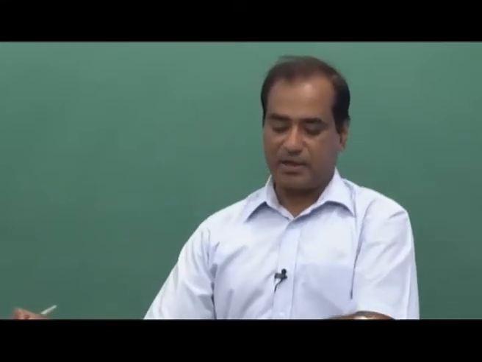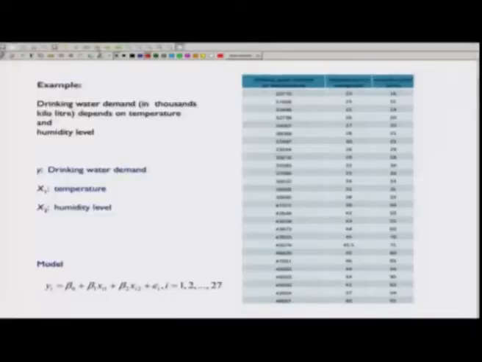So I am going to consider an example with 27 observations. These observations have been obtained on the demand of drinking water, which is measured in thousands of kiloliters, and we believe that this demand depends on the weather temperature and humidity level. You may also recall that in the case of the linear regression model, we considered a similar example in which I had taken only one variable, temperature, and now I am going to consider the second variable as humidity level, measured in percentage.